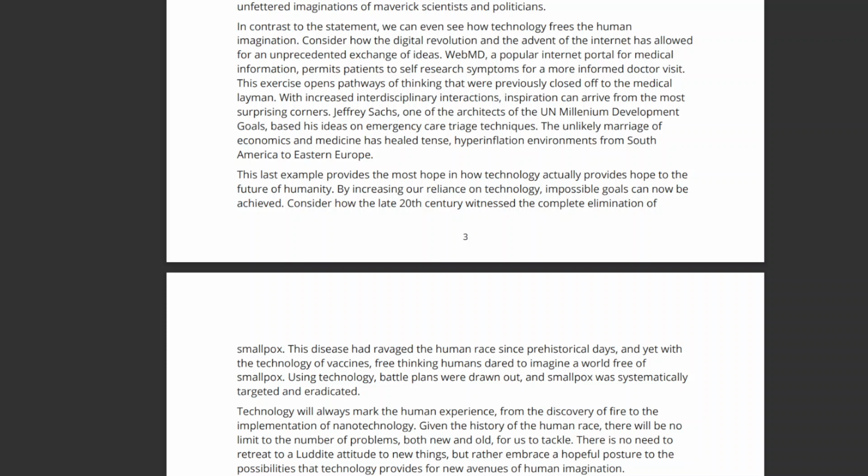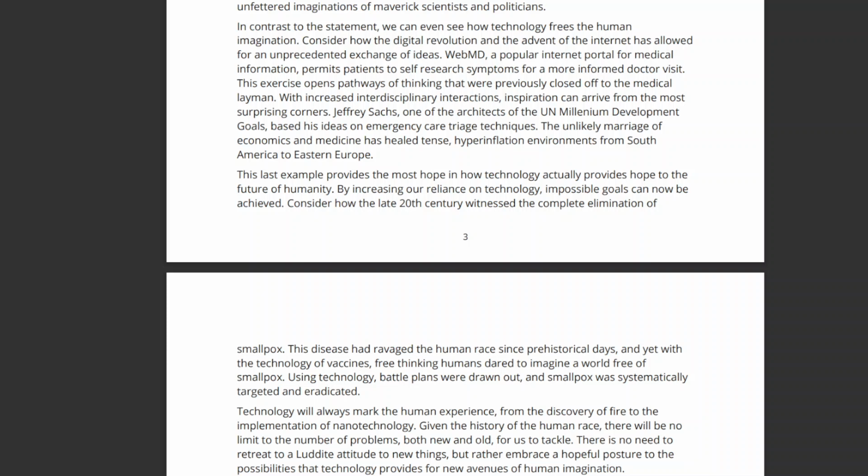Consider how the late 20th century witnessed the complete elimination of smallpox. This disease had ravaged the human race since prehistorical days, and yet with the technology of vaccines, free-thinking humans dared to imagine a world free of smallpox. Using technology, battle plans were drawn out, and smallpox was systematically targeted and eradicated.